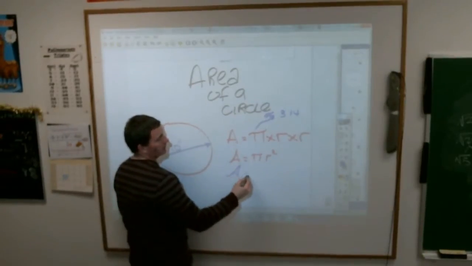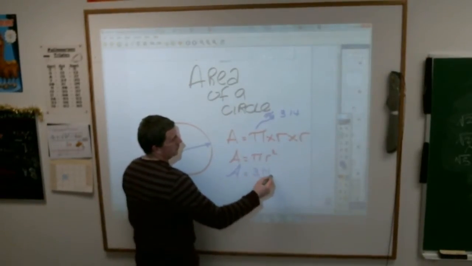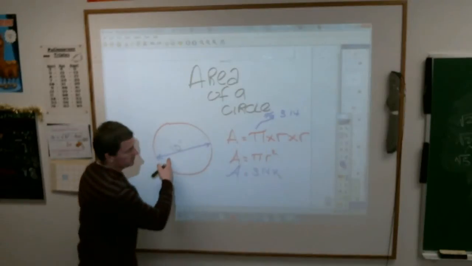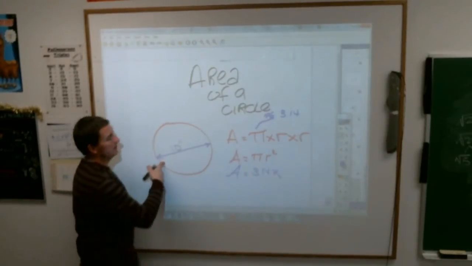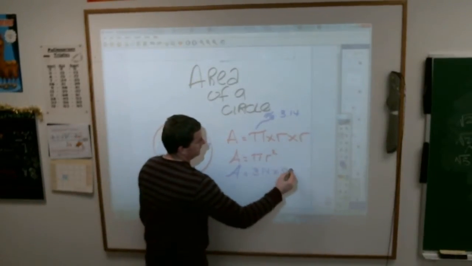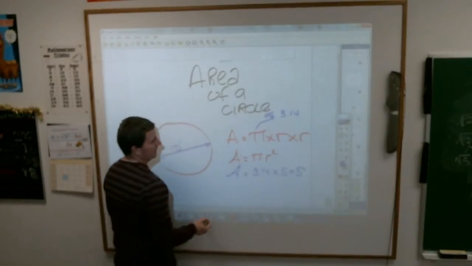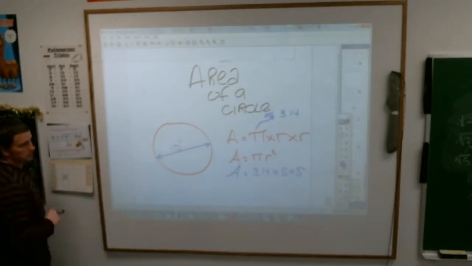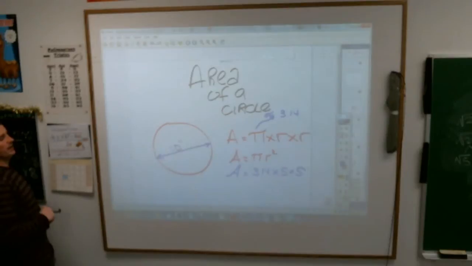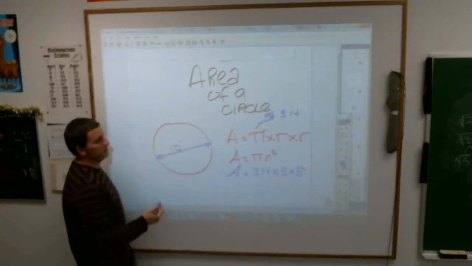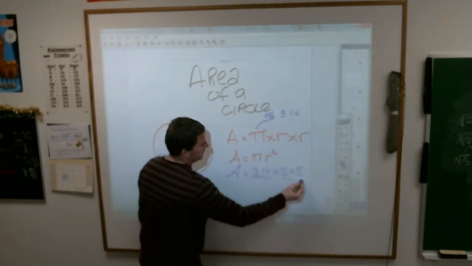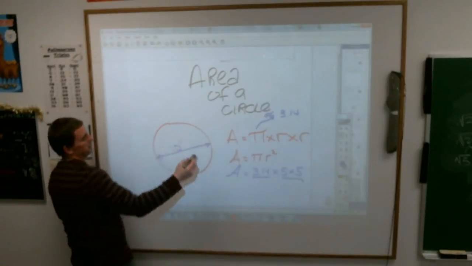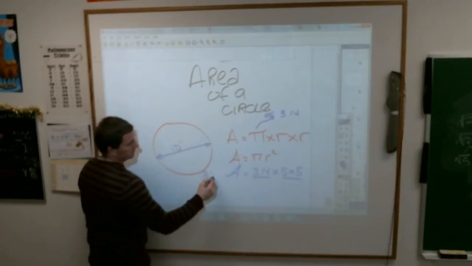So area equals 3.14 times, what's the radius of this? 5 times 5. Would you multiply 3.14 times 5 and then times 5? I would probably multiply 3.14 times 25, just to save myself a little work.